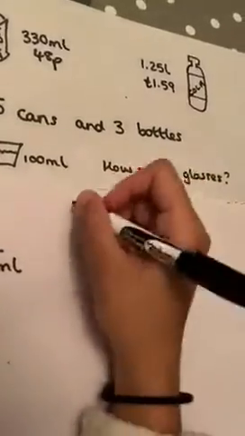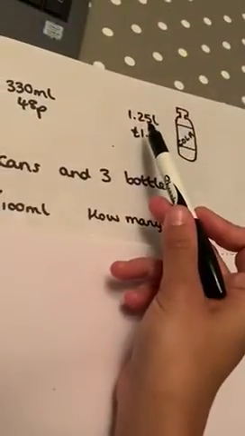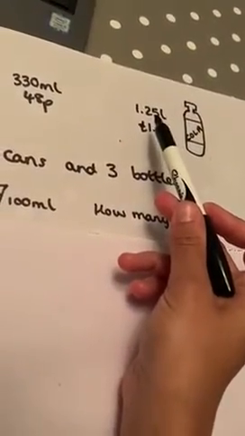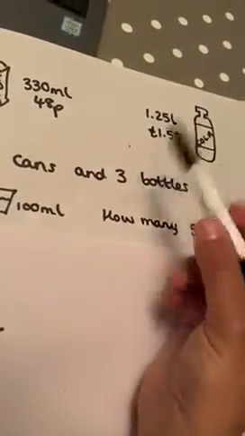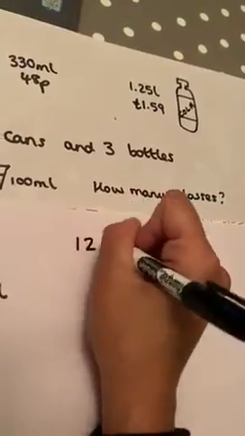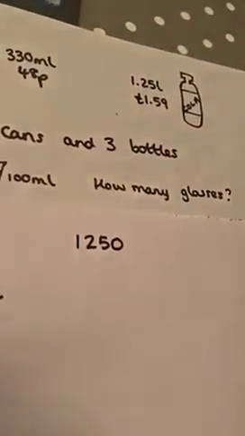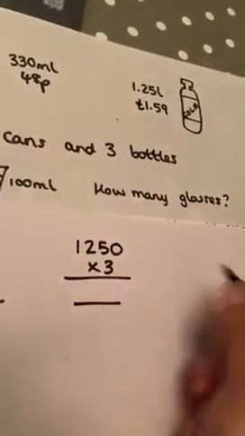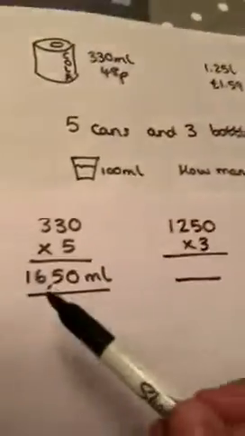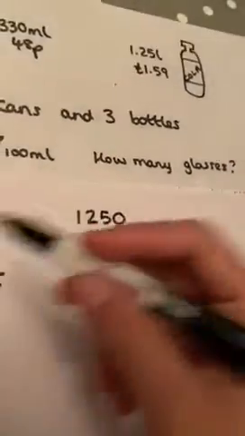I'm going to convert this into millilitres. So, how many millilitres are there in a litre? That's right, 1,000. So, I'm going to have 1,250 times 3. You could keep it as a decimal if you wanted, and you could then have converted this. That we'll do in a moment.